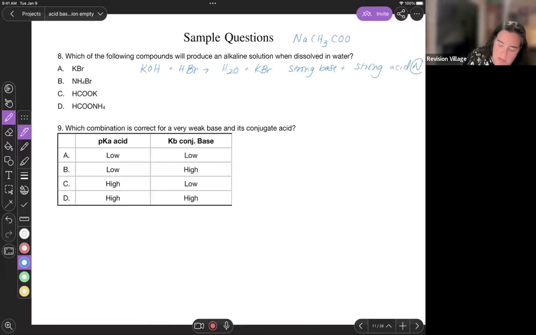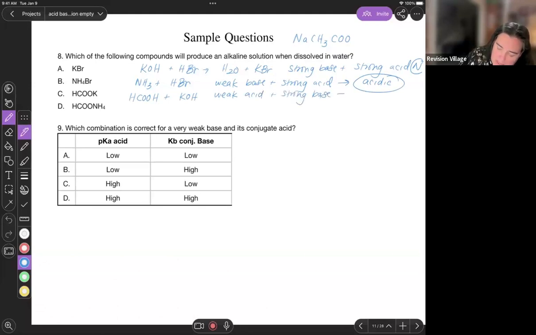When I see NH4Br, I think ammonia reacted with HBr. And this time I have a weak base and a strong acid. And so I believe that their product is going to be weakly acidic. And here I have methanoic acid and potassium hydroxide coming together to make potassium methanoate. So that would be a weak acid and a strong base. And so that would be basic.